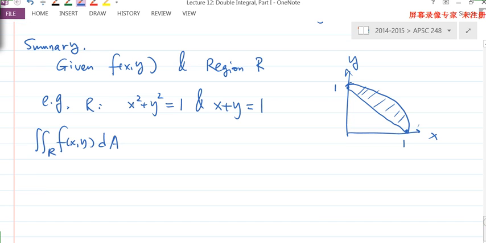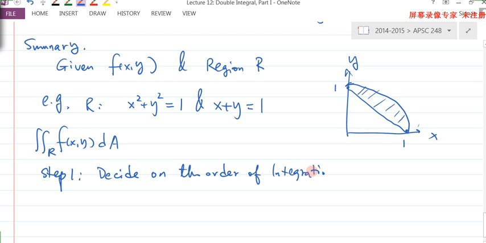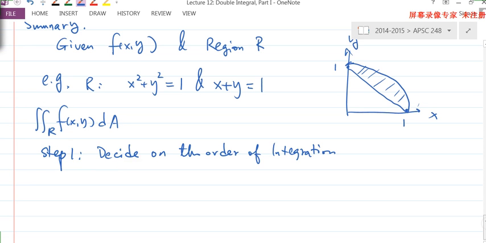So this is what we do. Step number 1 is to decide on the order of integration, basically whether you want to integrate with respect to y first or with respect to x first.